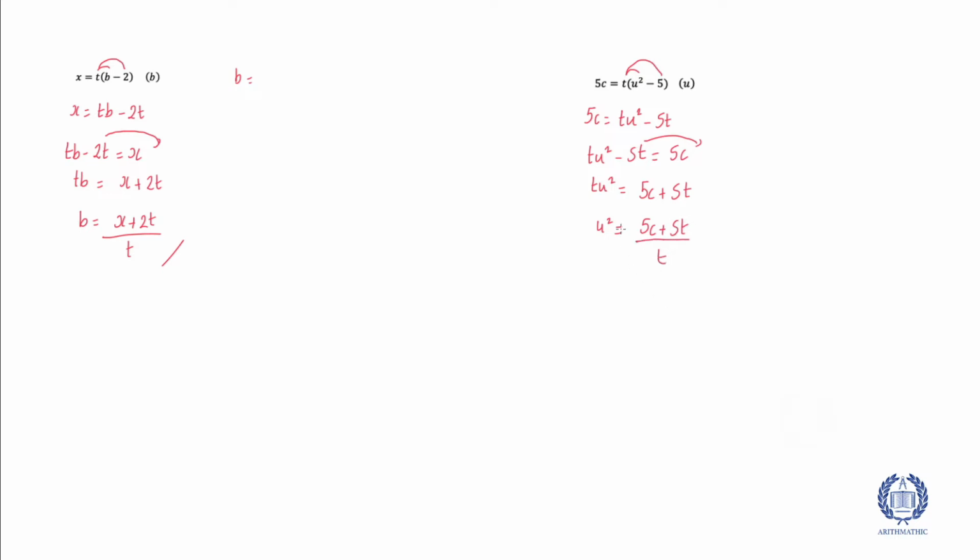Now, the only difference here is you have U squared, right? So you need to get U by itself. Now, the only way you can get U by itself is getting rid of the square. And the only way you can get rid of the square is square rooting the whole thing. So if I do square root the whole thing and I say 5C plus 5T over T, that is essentially making U the subject. Okay, pretty simple, not too difficult, I hope. So make some notes if you need to.